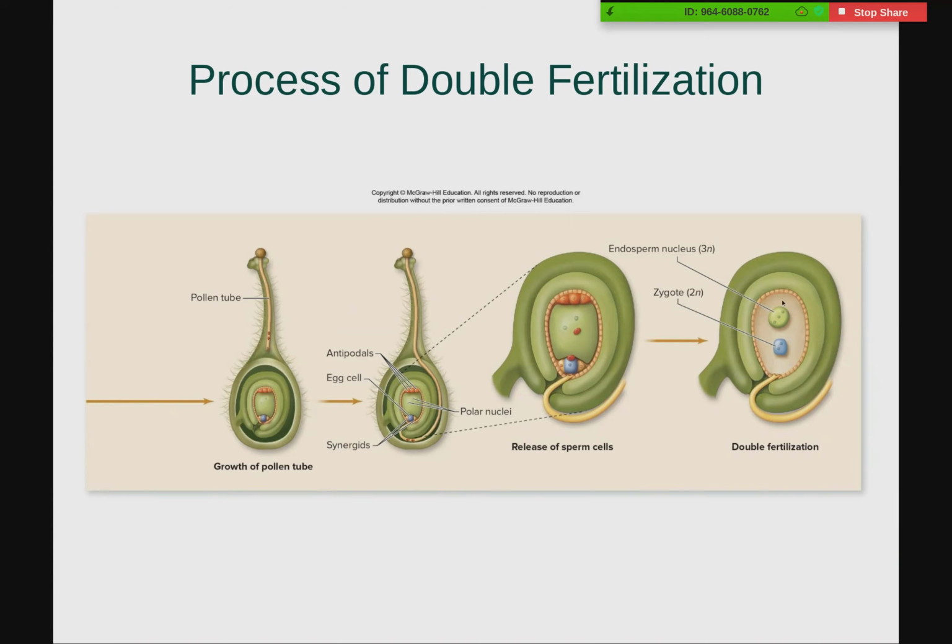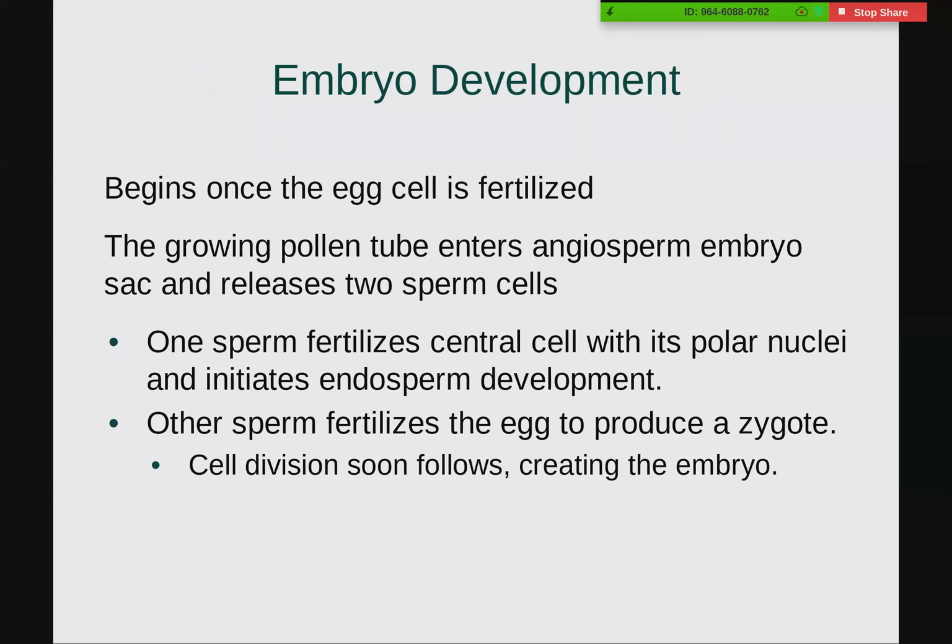But again, this is our process of double fertilization, producing the egg, which develops into the plant, and the endosperm nucleus, which develops obviously into the endosperm. Now, once the egg is fertilized, we have embryonic development. This growing pollen tube, as we mentioned, grows into the angiosperm embryo and releases two sperm, fertilizing those two structures we just mentioned, which leads us to our first zygotic division.